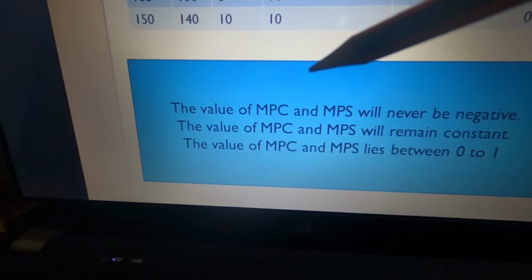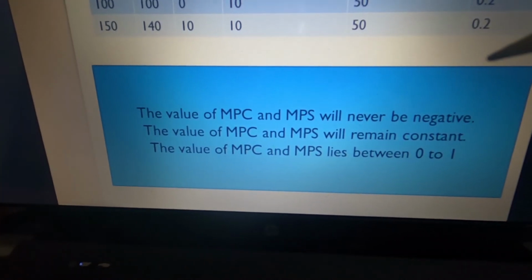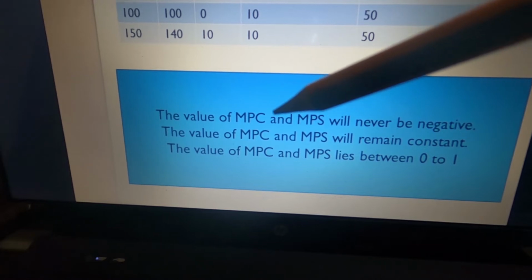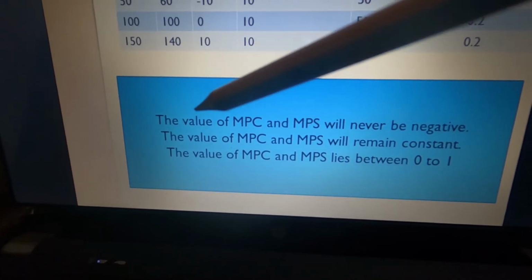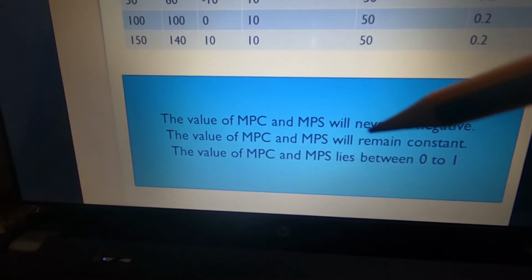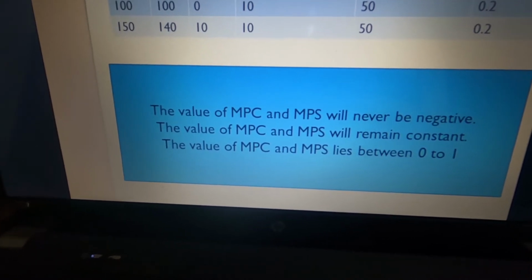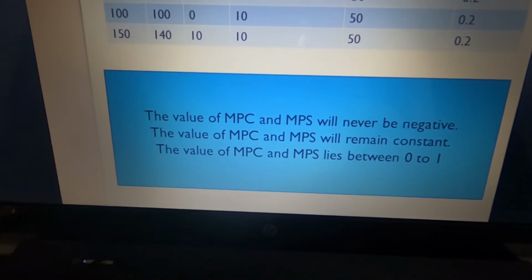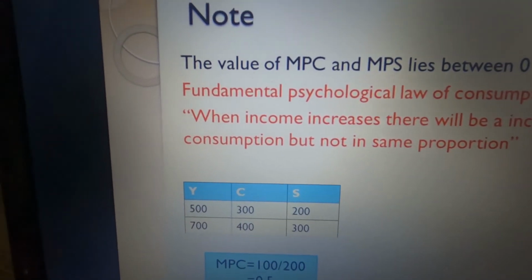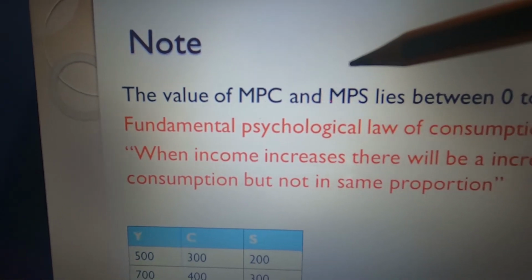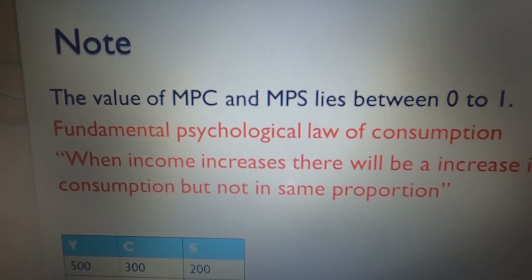Now the value of MPC and MPS will never be negative. This one you have to see. And the value of MPC and MPS will remain constant. This also we have seen just now. And the value of MPC and MPS lies between 0 and 1. This you have to keep in your mind. One by one we are going to see here. As I said, the value of MPC and MPS lies between 0 and 1. It will always be between 0 and 1.